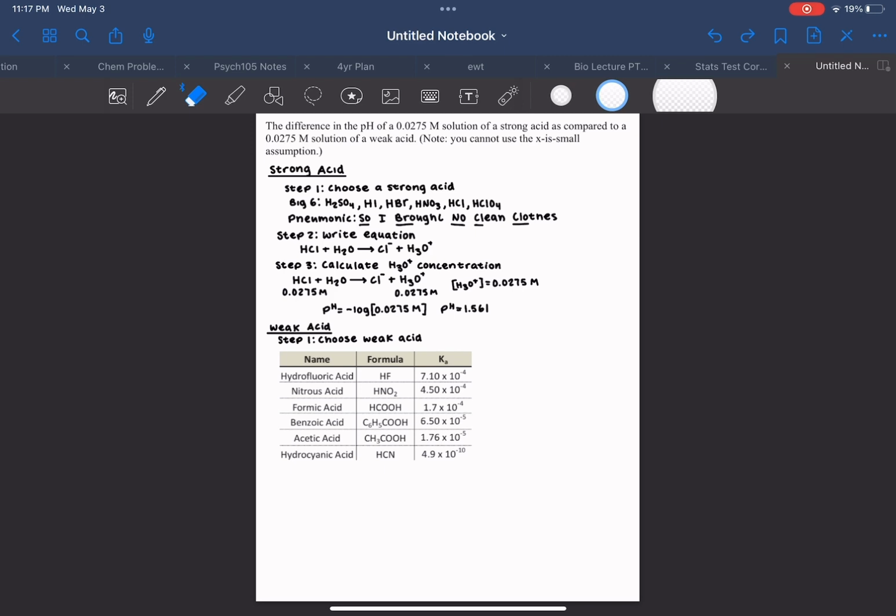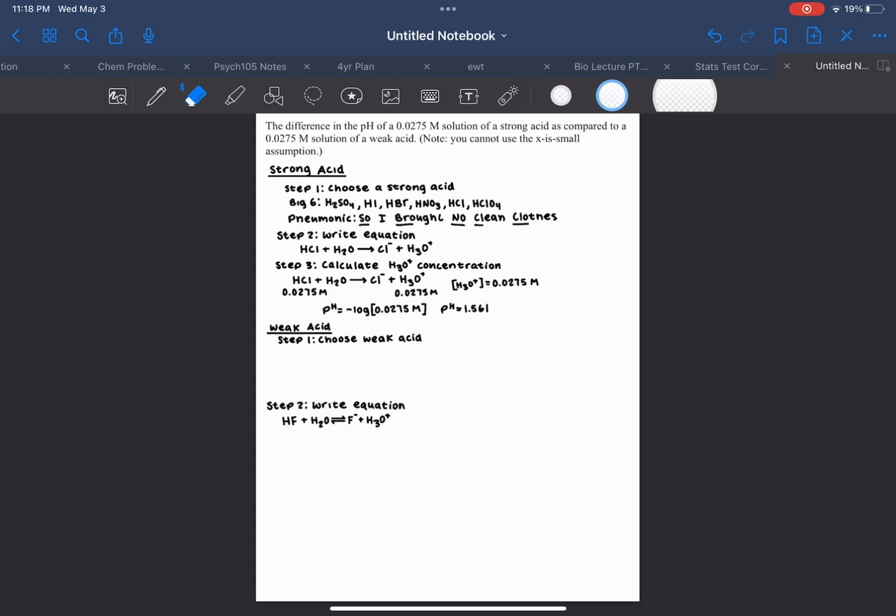We're going to need a Ka value, which we know because the question says you cannot use the x is small assumption. We are going to use a quadratic, and in a quadratic, we need a Ka value. So here's our chart of Ka values for weak acids, and we're just going to choose one of those. I'm going to choose HF because it's the first one there. Any one is going to work for you and you can get a correct answer, but we're going to go with HF for this problem. Again, same thing, write our equation. Acids donate, and it's creating the hydronium ion.